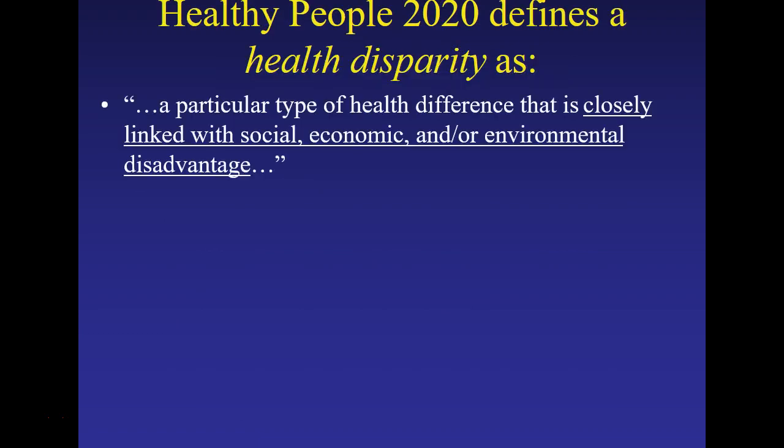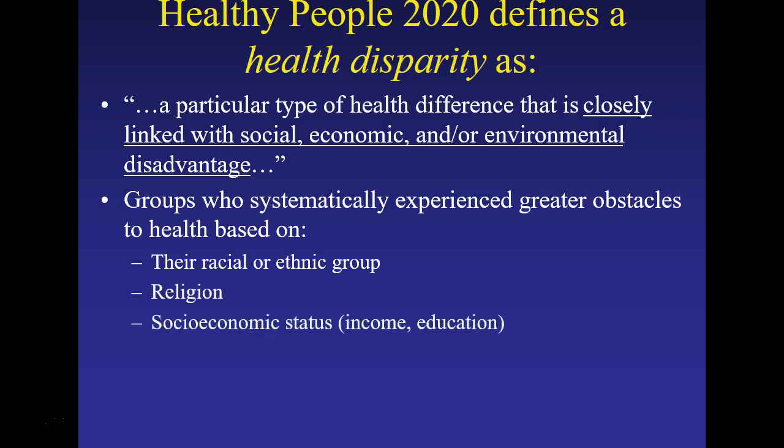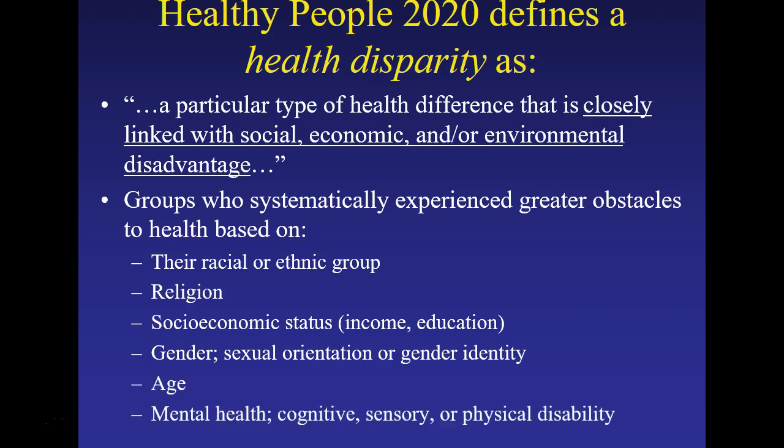All right. So a health disparity is a particular type of health difference that is closely linked with social, economic, or environmental disadvantage. And we see this based, like we were saying, on racial and ethnic groups. Sometimes you see this based on religion, on your education or your income. And we are seeing this very often now with gender, sexual orientation and identity, and age. There's a lot of age bias, okay?